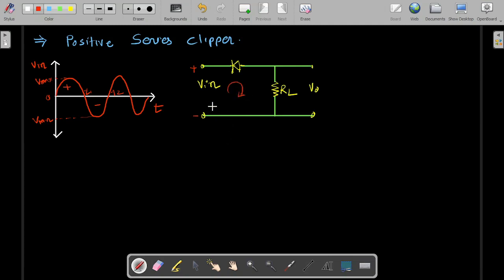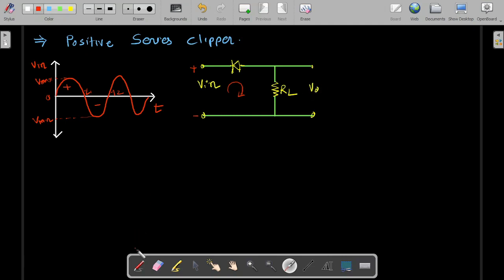But whether the current is going to flow or not can be decided by whether the diode is on or off. If the diode is in on condition, the current will be able to flow, and we'll get V output equal to V input. If the diode is reverse biased or turned off, the current will not be able to flow through RL and the output voltage will be 0.